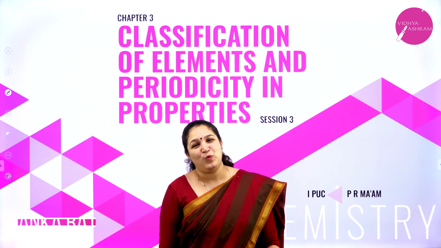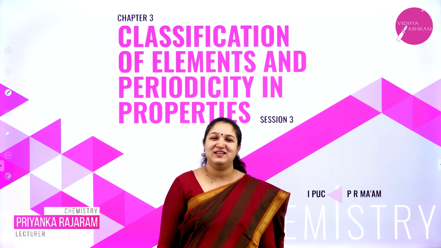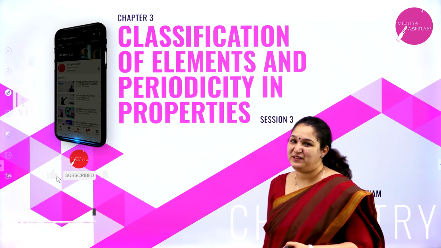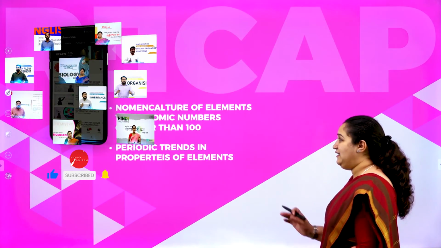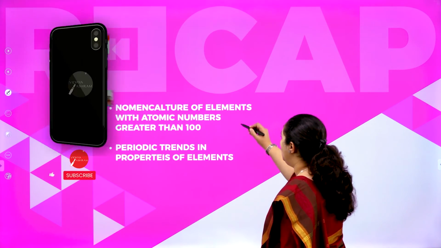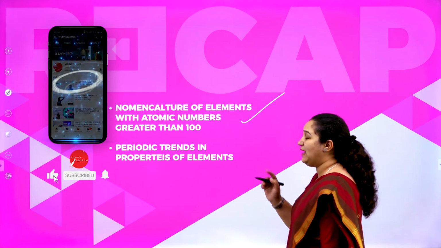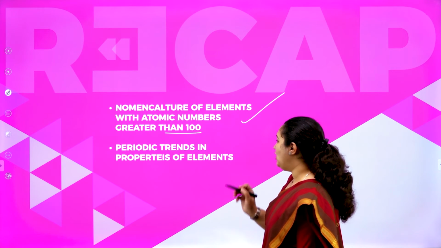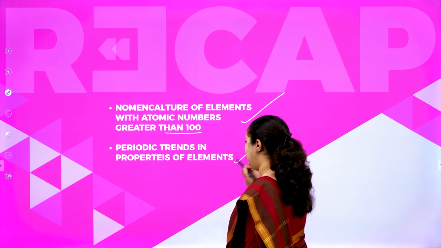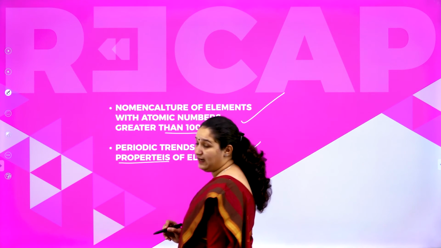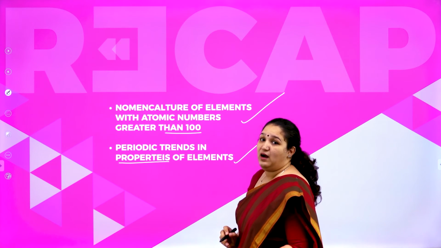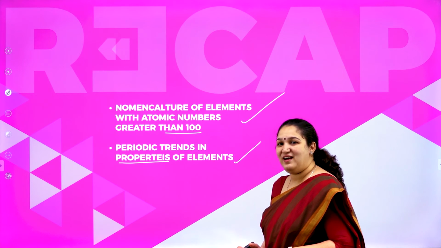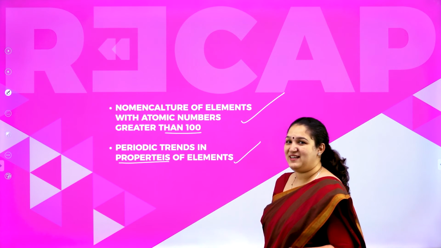Hello my dear students, welcome back to the third session on the chapter Classification of Elements and Periodicity in Properties. Last class we had learnt about nomenclature of elements with atomic number greater than 100. Also we learnt about periodic trends in properties of elements. We learnt only few properties like atomic radii, ionic radii, etc. Some more properties are there, which we shall see in today's class.